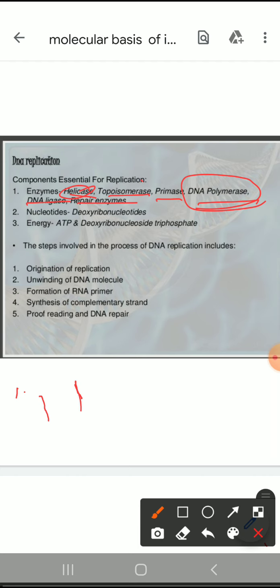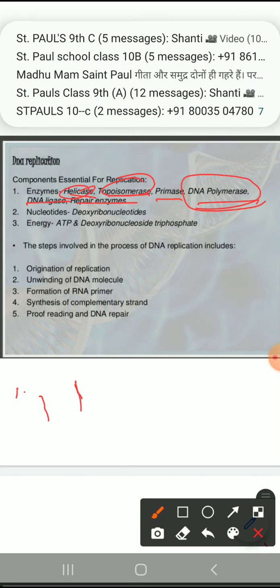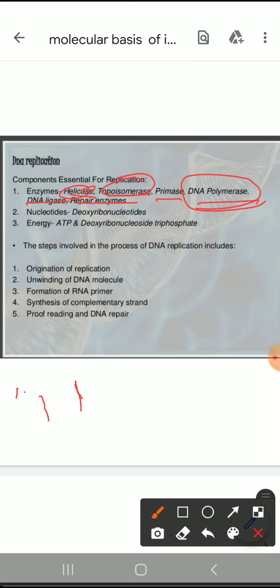Next is the topoisomerase. The unwinding of DNA creates a tension in the DNA strand, which gets released by the enzyme topoisomerase. So when the DNA unwinds, it creates tension in the DNA, and topoisomerase releases it.